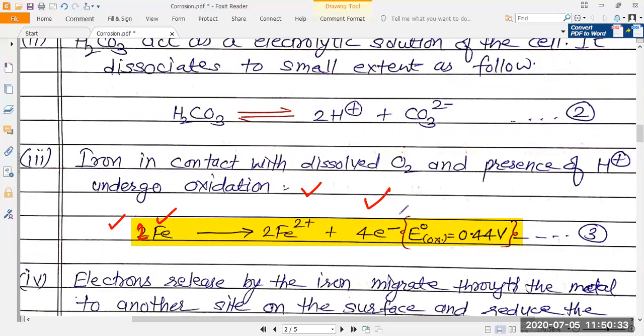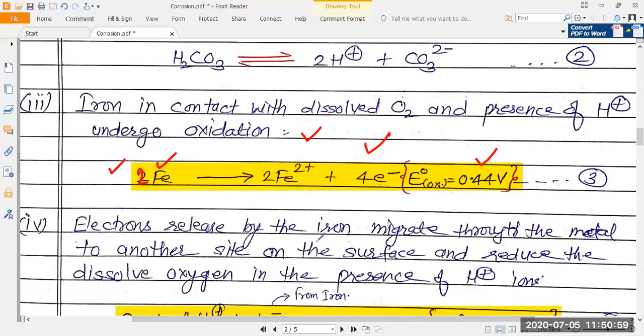It forms the anode, and we know at the anode oxidation takes place, and the anode is the negative portion of the electrochemical cell, and it is the E naught of oxidation. E naught oxidation means the oxidation potential of the anodic cell, and the oxidation potential comes to 0.44 volt. This is equation number 3. Next step, formation of the cathodic electrode. So how does the cathodic electrode form? The iron will act as the anodic portion.